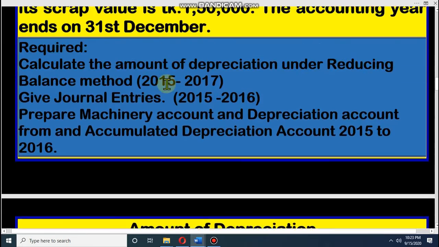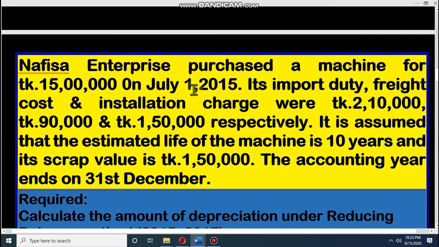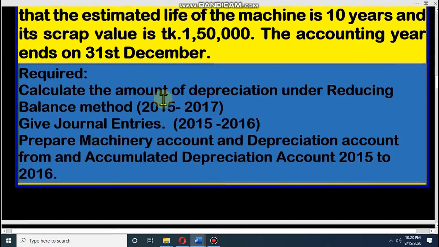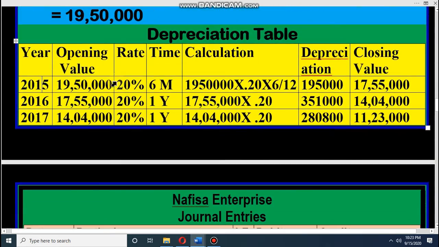Why it is 6 months? Dear student, look at the purchase date. We purchased this machine July 1. That means July, August, September, October, November, December. That means for these 6 months we use this machine. So for 2015 we have to charge depreciation for 6 months.